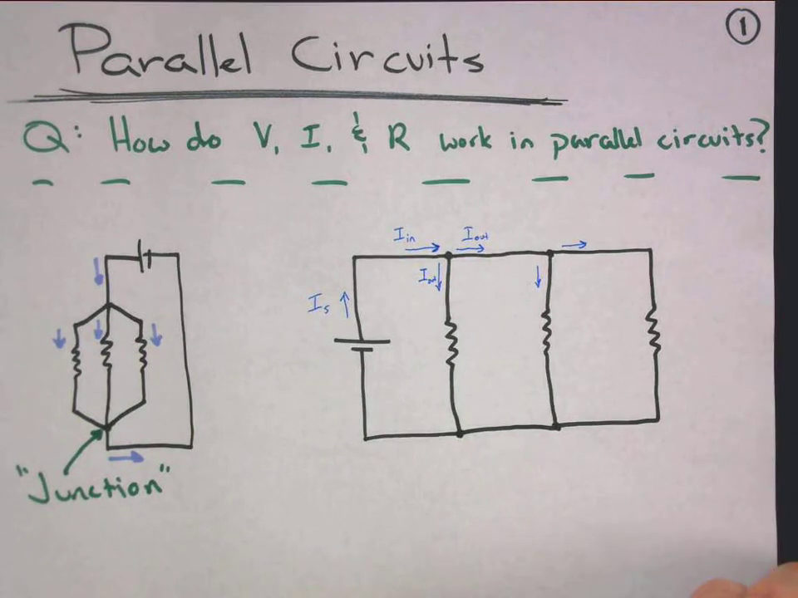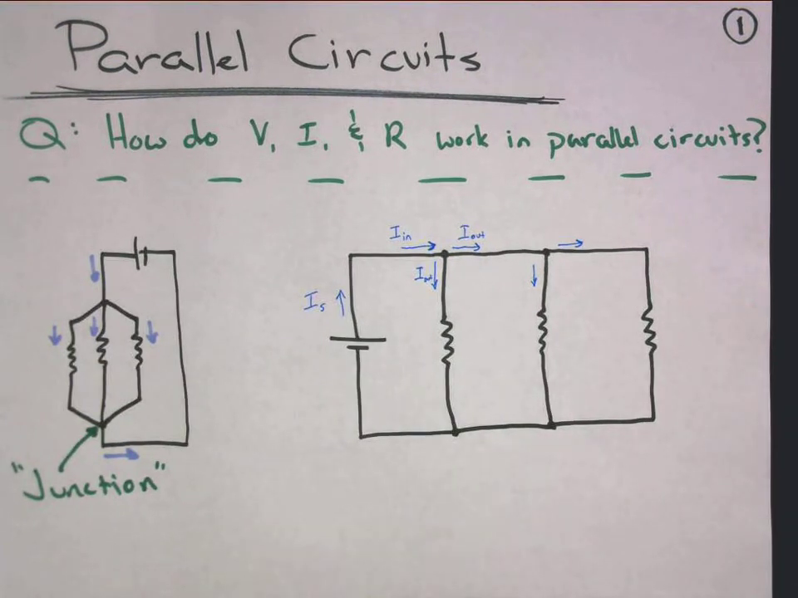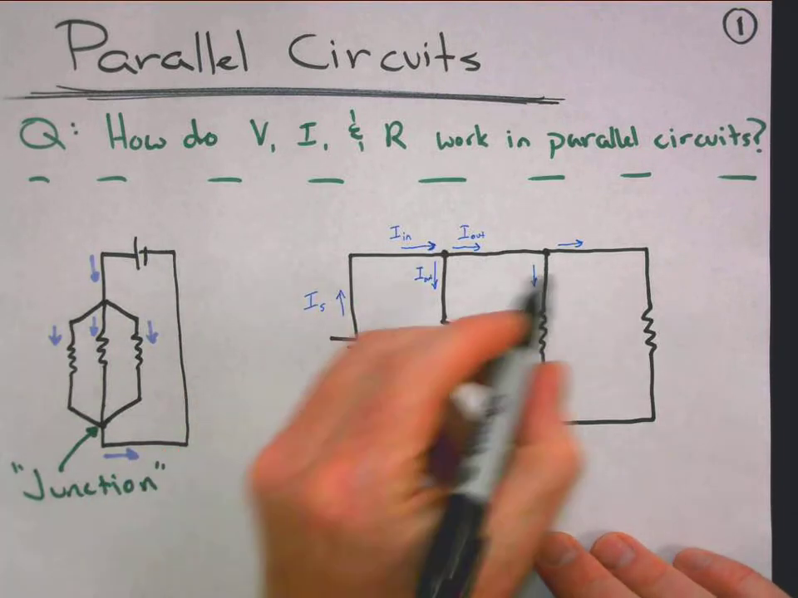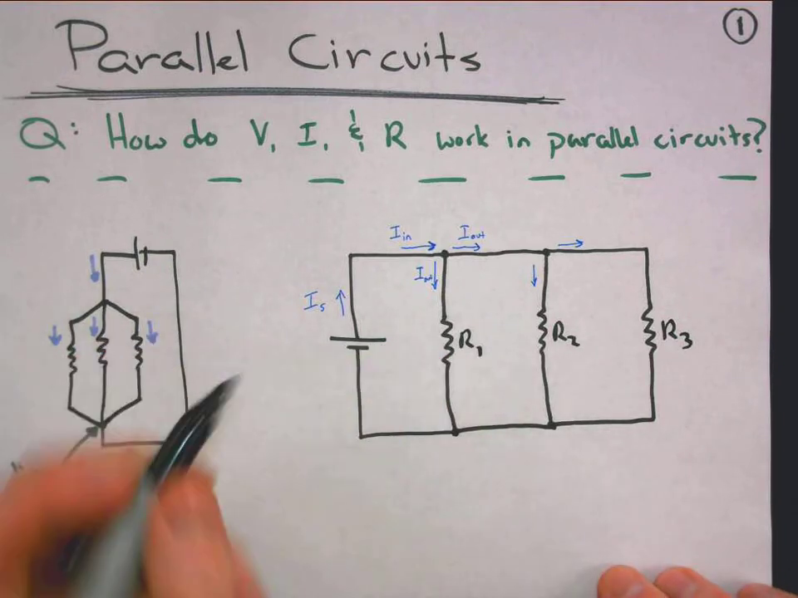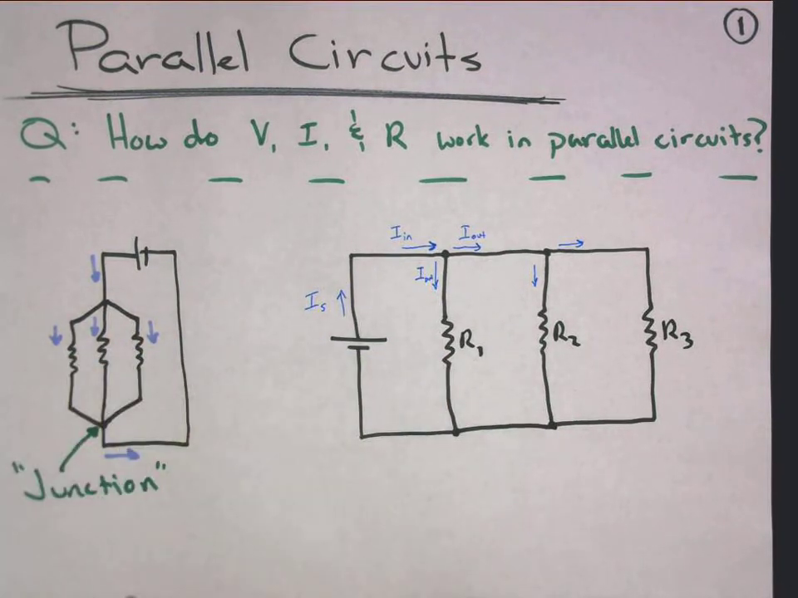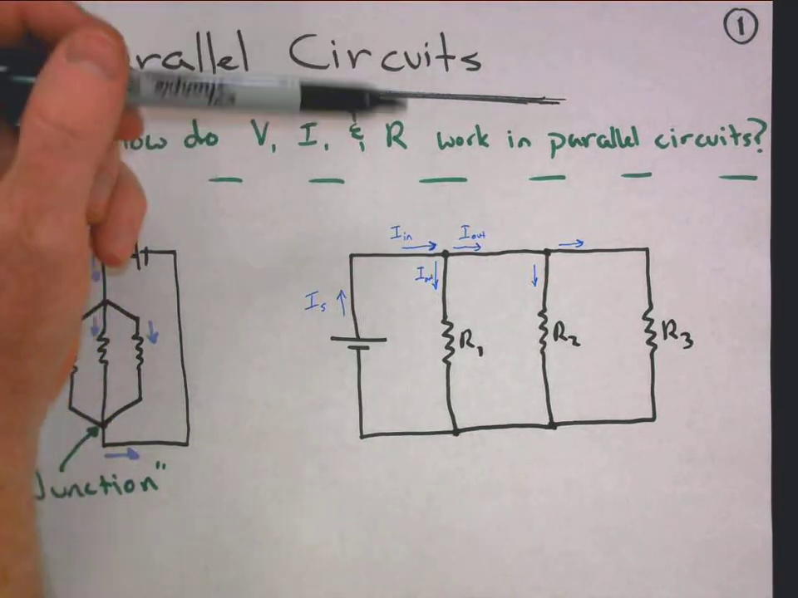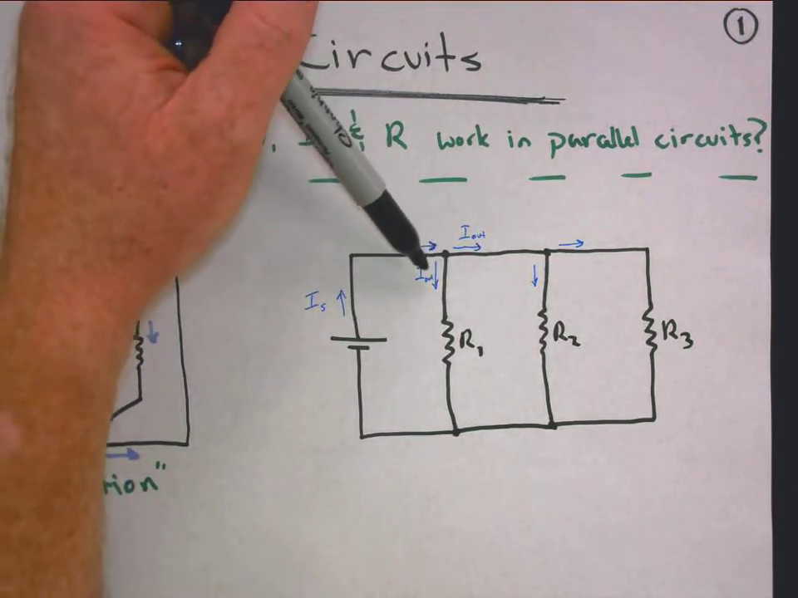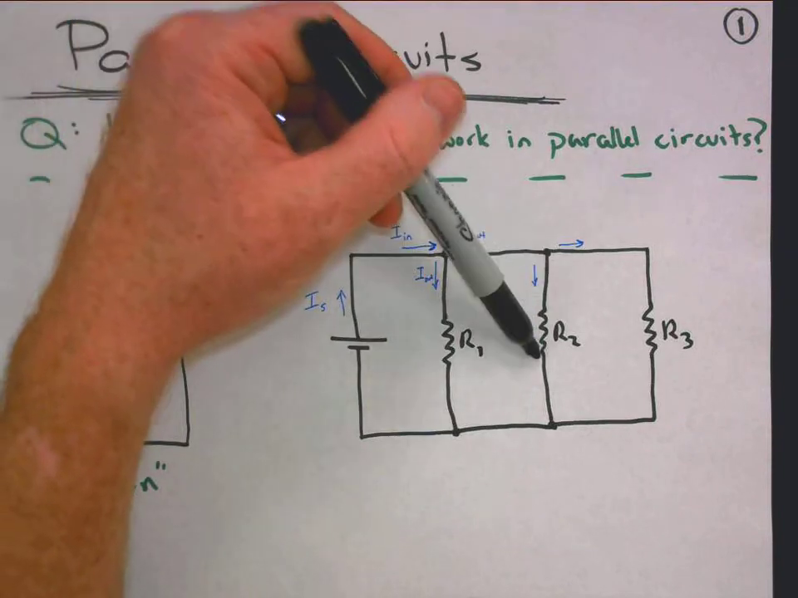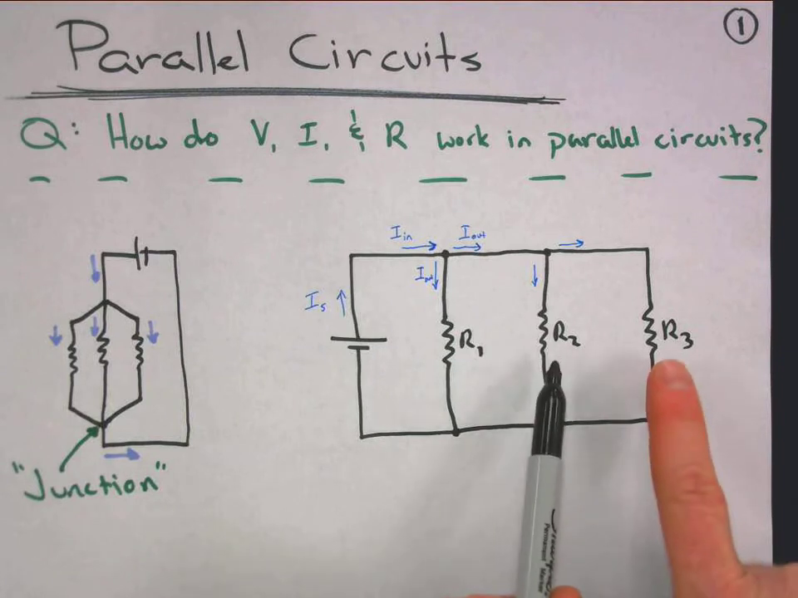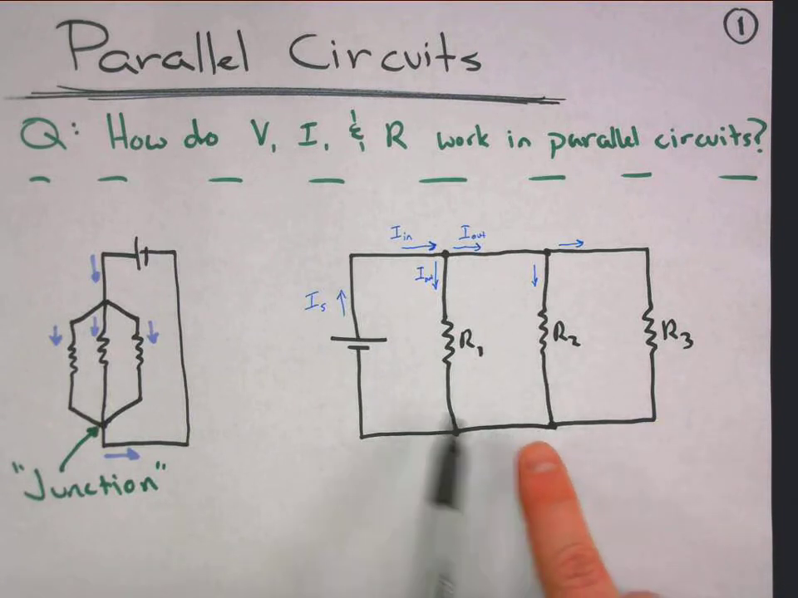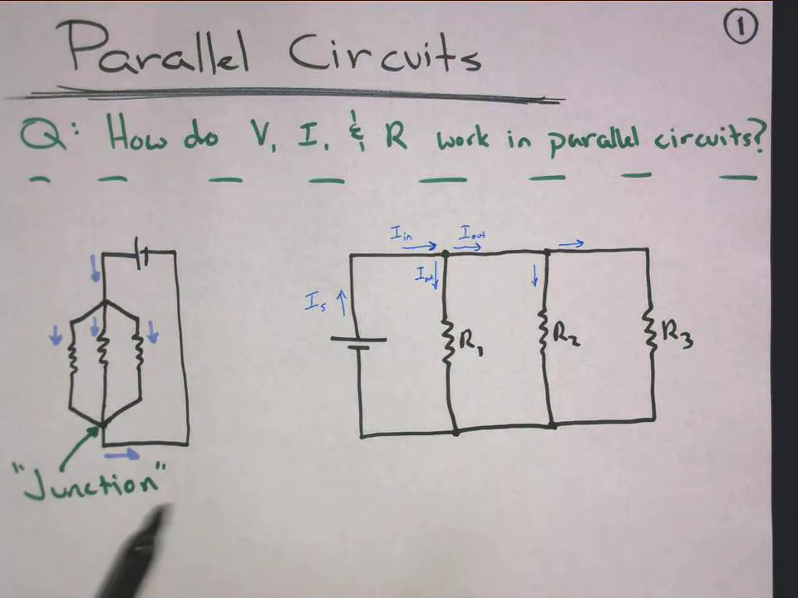Instead, I want to be able to talk about R1, R2, and R3. Let me label those. That's supposed to be a 1. And I have a voltage source here. So we can recognize that the current splits at the junctions, and some of the current flows through R1, and some of the current flows through R2, and some of the current flows through R3. And the currents, after they flow through these resistors, they rejoin, and then rejoin again, and go back to the source. So let's set this up proper.